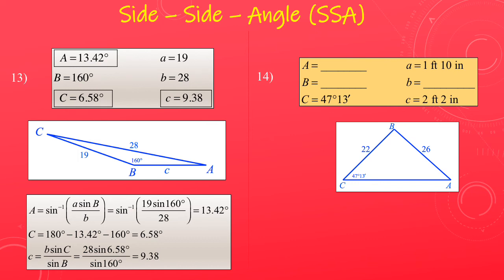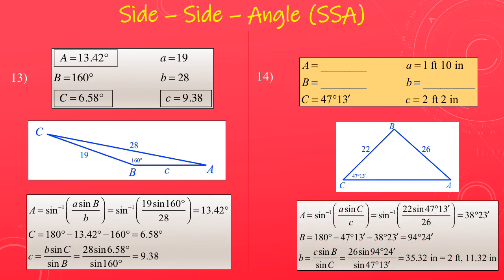So notice that in the picture, angle C is 47 degrees, 13 minutes, and little c, being 2 feet 2 inches, is 26 inches, and little a, being 1 foot 10 inches, is 22 inches. To solve, we will use the law of sines with the C family and A family. And angle A is equal to the inverse sine of little a sine C over little c, or the inverse sine of 22 sine of 47 degrees, 13 minutes over 26.